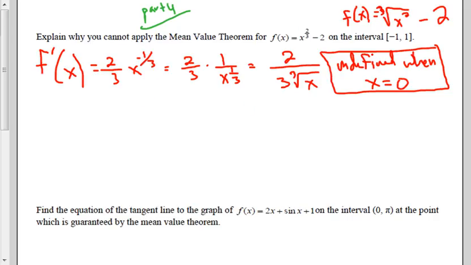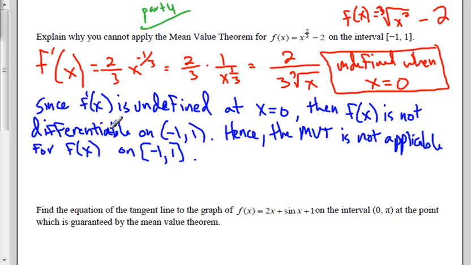So let me just write that out. As we said, since the derivative is undefined at x equals 0, the function is not differentiable on the interval from -1 to 1. Hence, the mean value theorem is not applicable for the function on the closed interval from -1 to 1. Okay, and again, that's what they started with: explain why you cannot apply the mean value theorem. All right, the next problem.